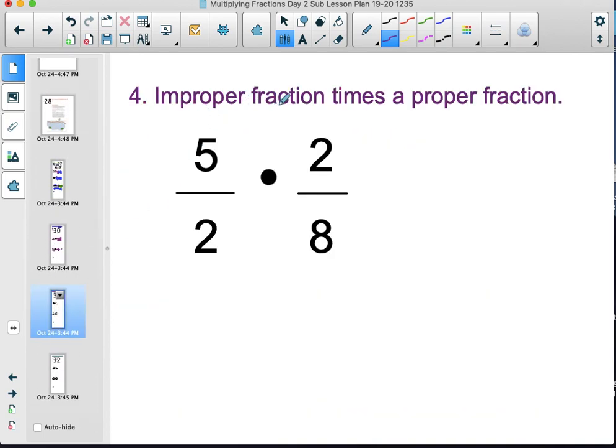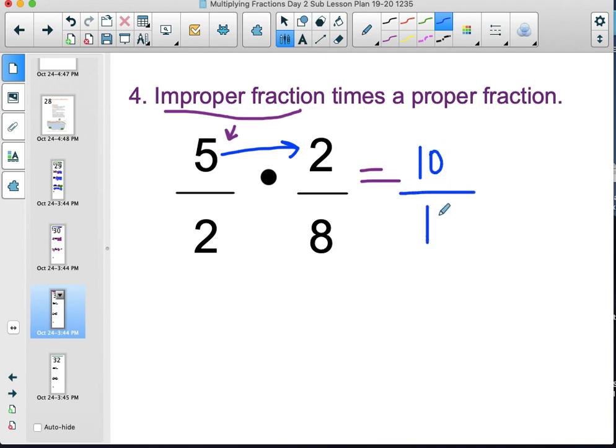Goal 4. This is improper because the number 5, which is in the numerator, is larger than the denominator, which is 2. So this fraction right here is improper, whereas this one is proper because the number in the numerator is smaller than the denominator. Really, that doesn't change anything for us. The process is still the same. It's still multiplying straight across. 5 times 2 is 10. 2 times 8 is 16.